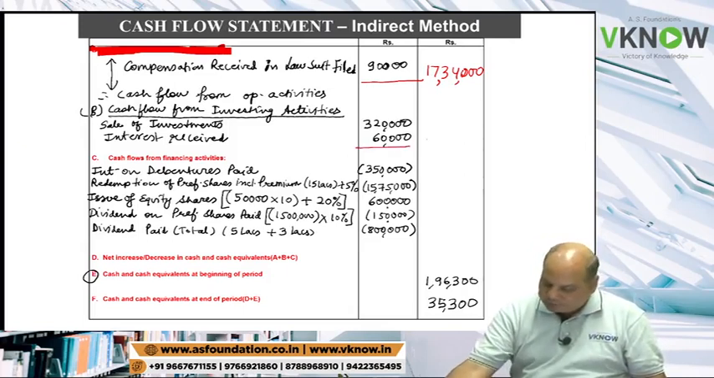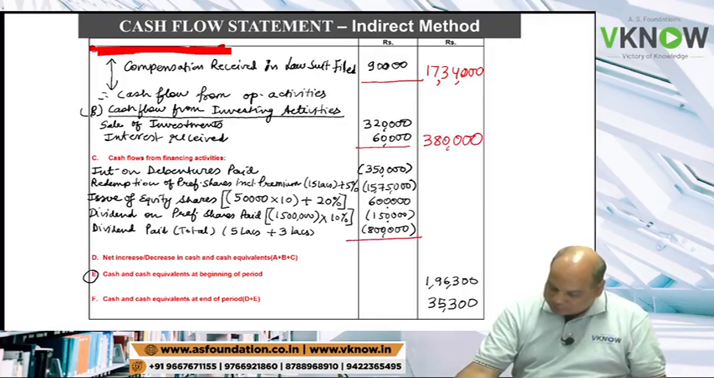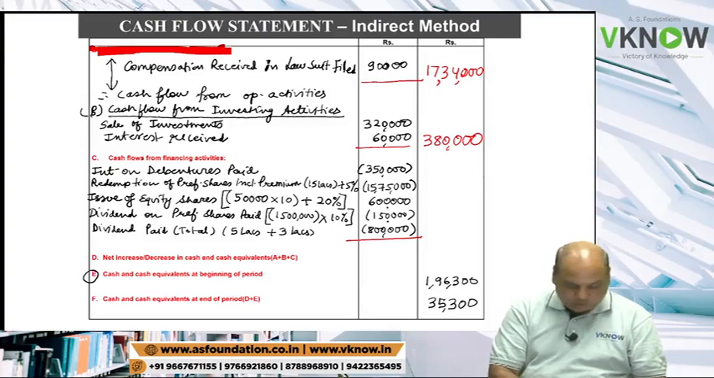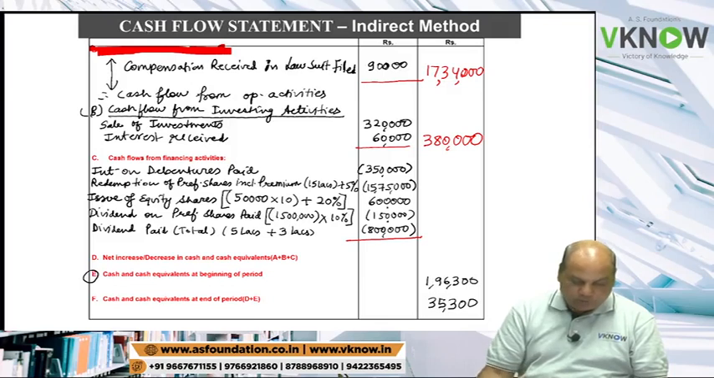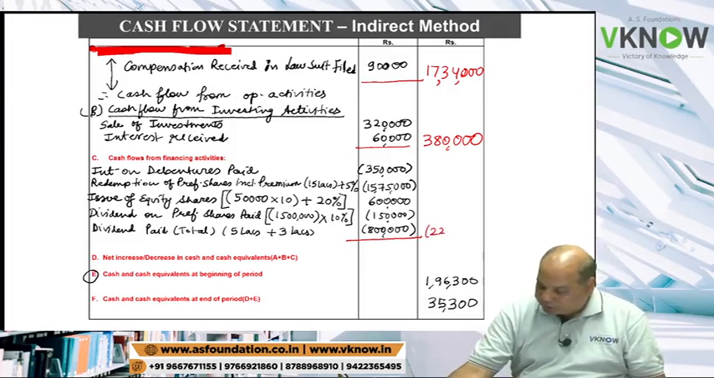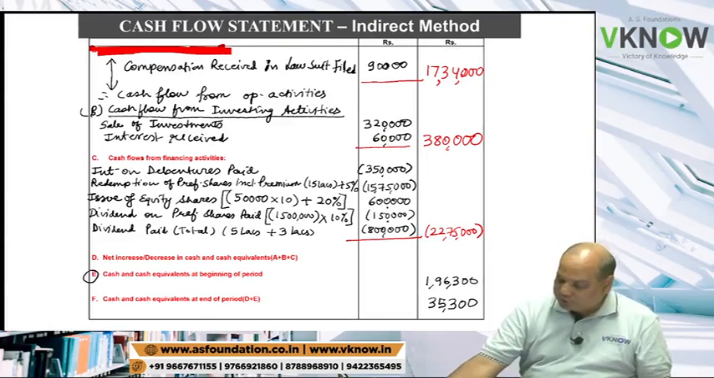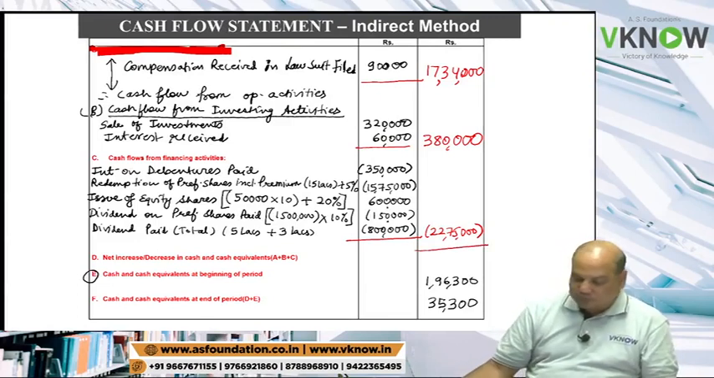Investing activity, easy without calculator, 3 lakh 80,000. Financing activity, try financing activity. All of you, please tell me total of financing activity, so that I am getting in bracket 22 lakh 75,000. Yes. So now we have all the three activities in the outer column.